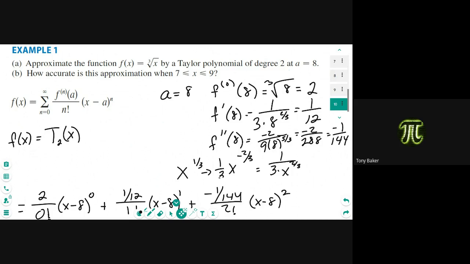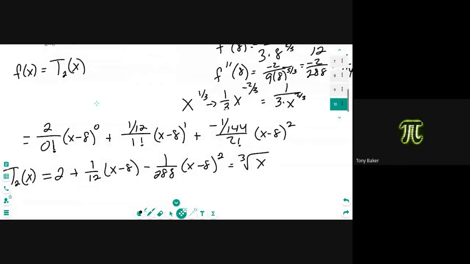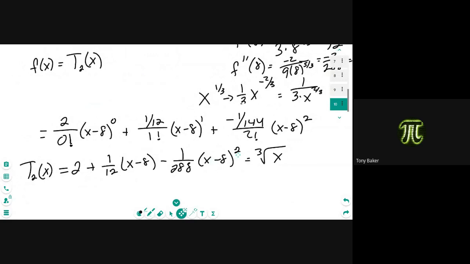Second degree polynomial means we go to the second degree. If you look at the answer at the end, what was the degree? 2. So if I wanted to do a third degree, I would do one more term, because that would have to be a third degree. So the thing is, is this going to give me the exact answer of the cube root of x?